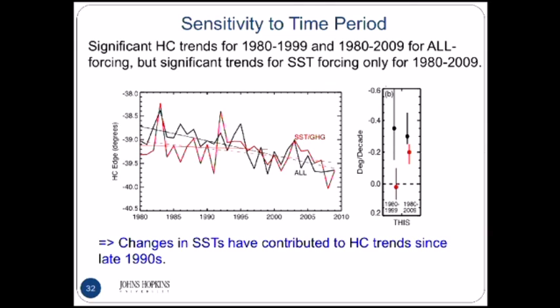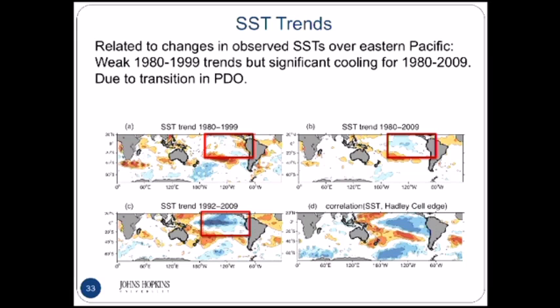So this indicates that SSTs have contributed over the latter part of the time record, partly because the characteristics of the SSTs have changed, and also because ozone was decreasing earlier and has been roughly constant since. So it's actually switched from ozone dominated to more SST dominated. And that change is related to the Pacific Decadal Oscillation. So there's been a change in the SSTs.